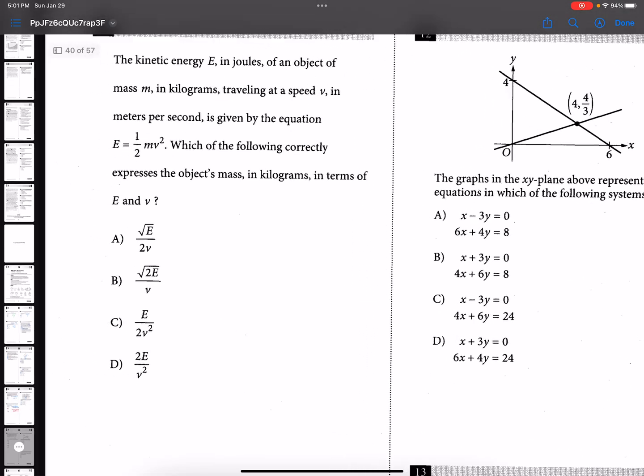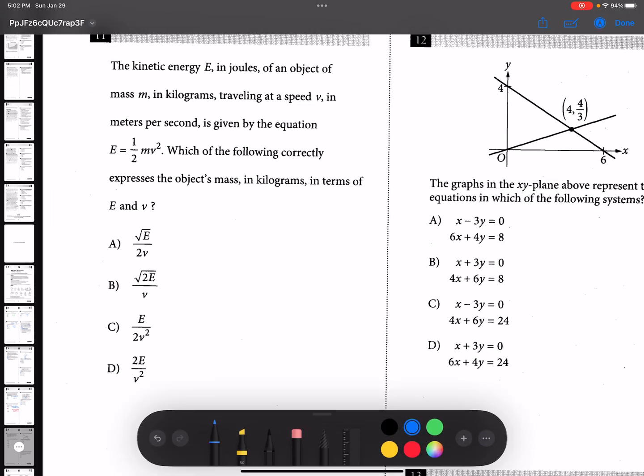Okay, number 11. Kinetic energy, E in joules of an object of mass. Okay, so we're basically asked to find, so E is equal to half mv squared. We're basically going to find it in terms of E and V. Oh, okay, so that means we have to solve for m, because it's not shown in any of the answer choices.